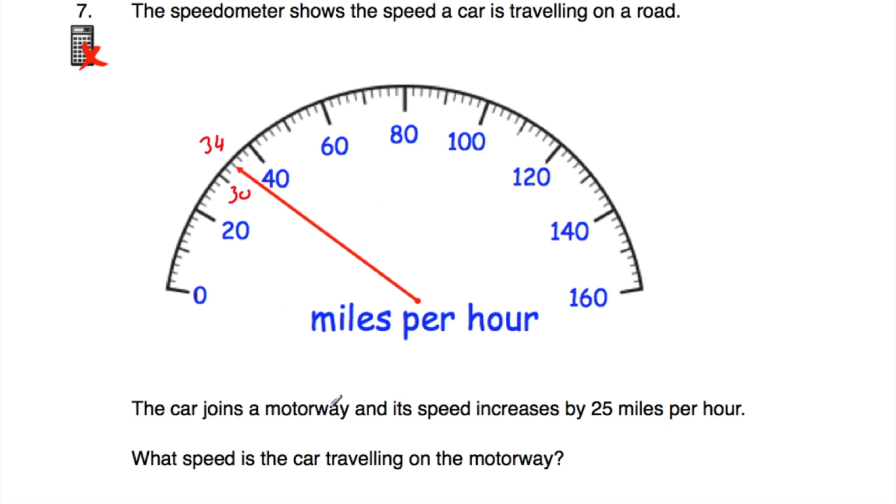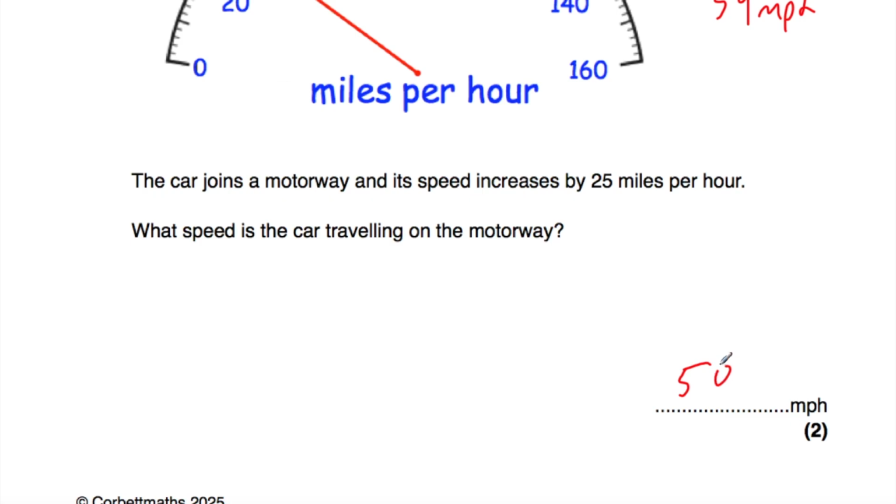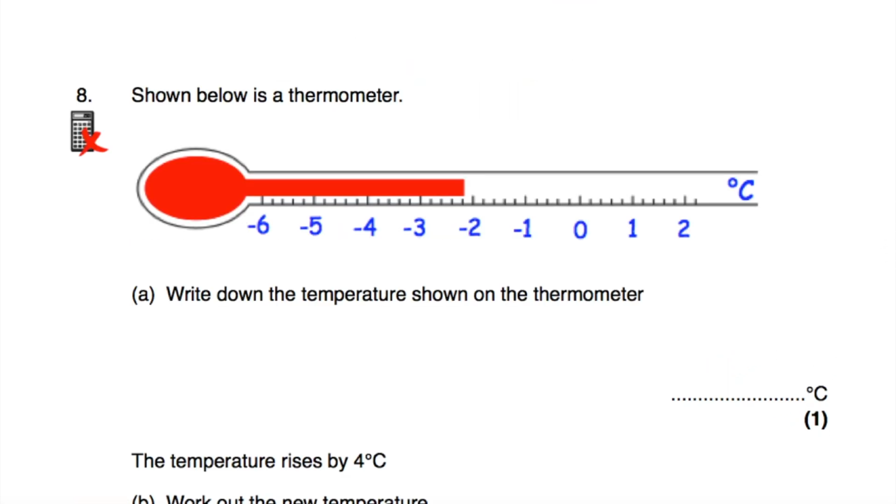And we're told that when it joins the motorway, it increases its speed by 25 miles per hour. So if we take the speed before it joins the motorway, 34, and then add 25 miles per hour to that, that'll tell us the speed of the car when it's travelling on the motorway. So 34 plus 25, well, that's going to be equal to 59. So that means that the car is travelling at 59 miles per hour when it's on the motorway. And that's it. So 59 miles per hour.